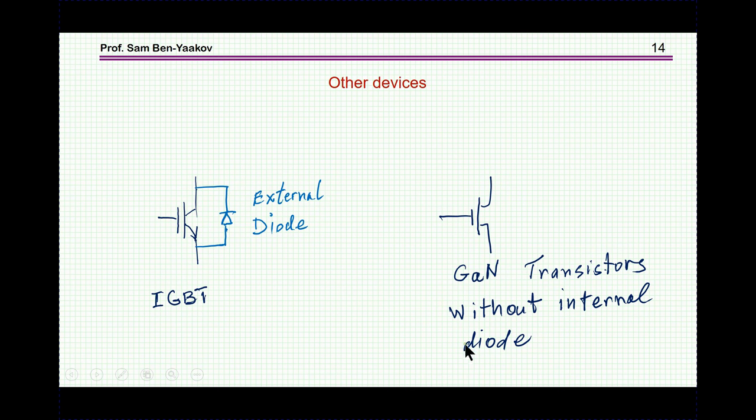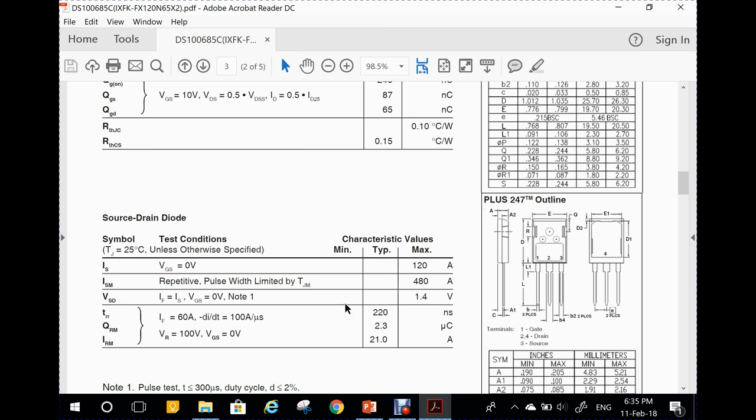And then we have now newcomers, which is gallium nitride. There are several kinds, but some types of gallium nitride don't have an intrinsic diode. Some do, but some don't. So if you don't have an intrinsic diode, then you can put your own, a fast diode. It could be a silicon carbide diode, which is very fast. And in this case, you can go to very high switching frequency, unlike the IGBT, which is kind of limited. So these are alternative approaches to the silicon MOSFET. We're going back now to the datasheet, and we pretty much covered now the diode aspect.